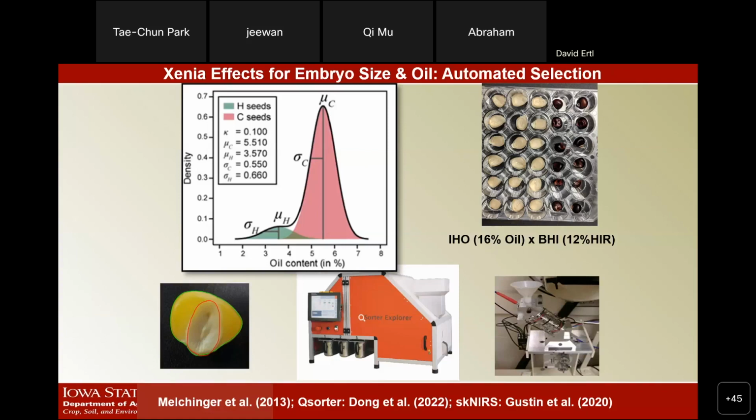If that is successful, then you can start using machines and automate the sorting process. This is something which is going on currently. So we have the Q sorter and the single kernel NIRS equipment available on campus, and hope that those will eventually help us with the automated sorting instead of the visual manual sorting. You can also use image analysis potentially, because higher oil content also leads to increased embryo size.